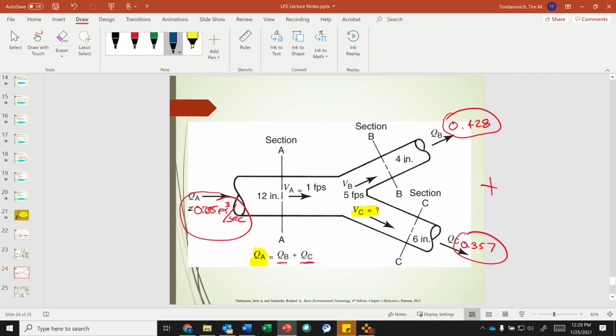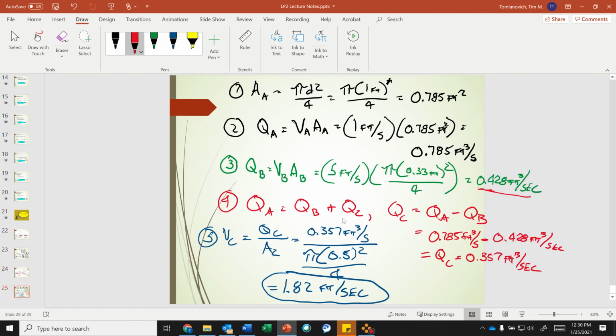So the smallest diameter has the largest velocity. This one has the second highest velocity, and this one has the smallest velocity because it has the largest diameter. So did we solve the question? It was asking for the velocity here. Yes. So it's kind of a step process: knowing Q in equals Q out, get your units consistent, solve it.